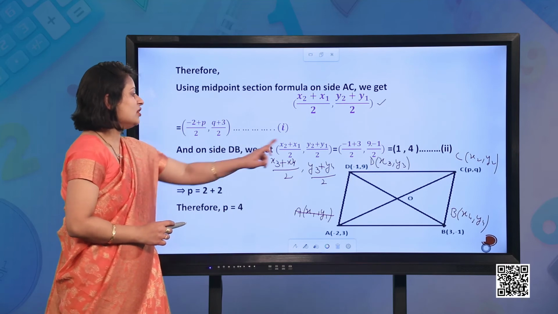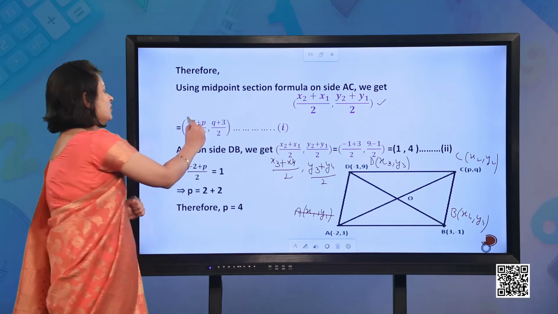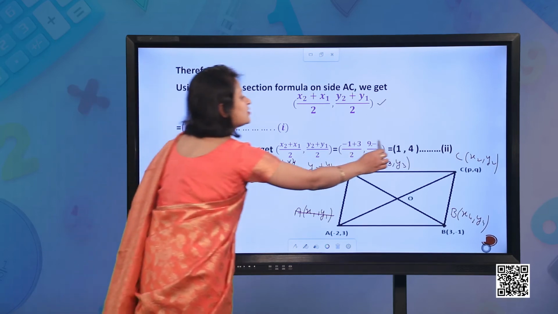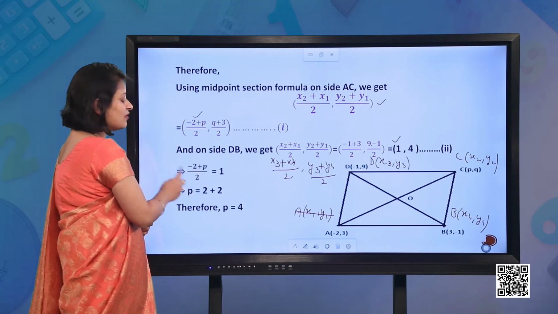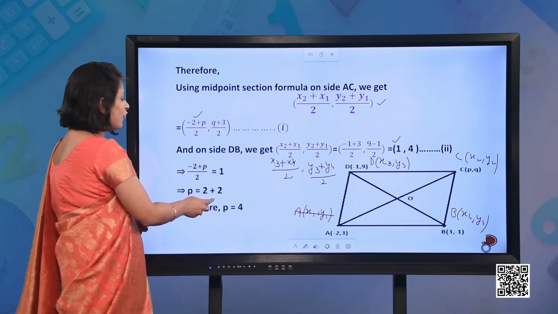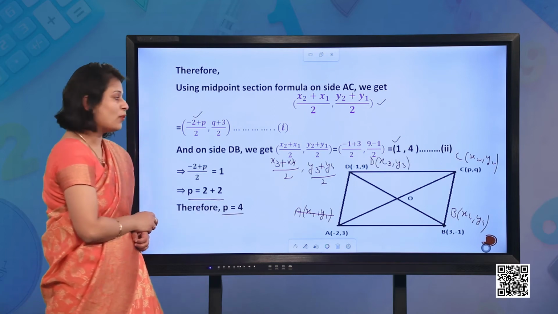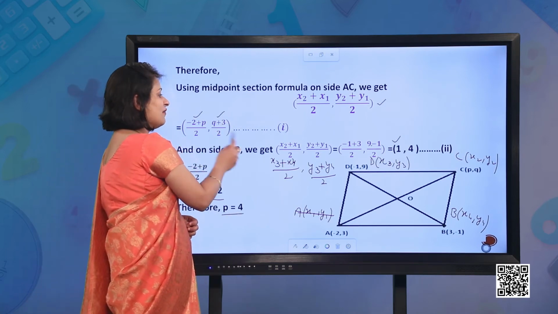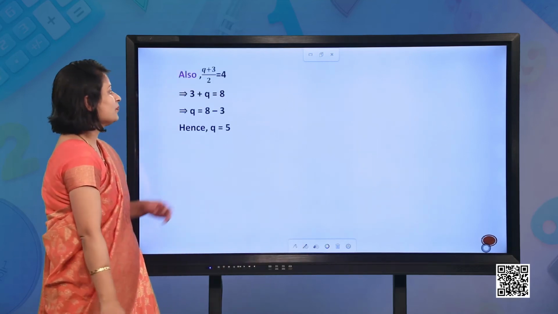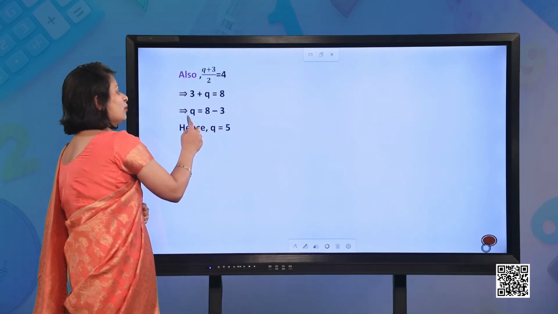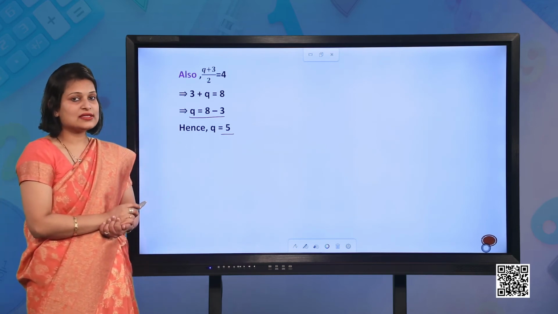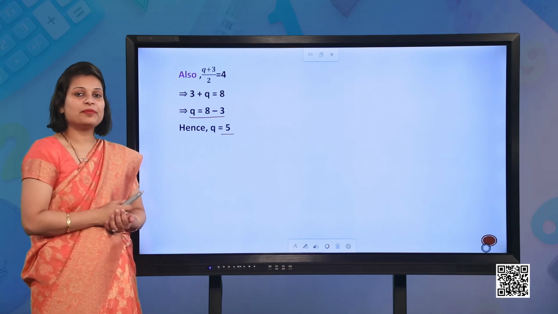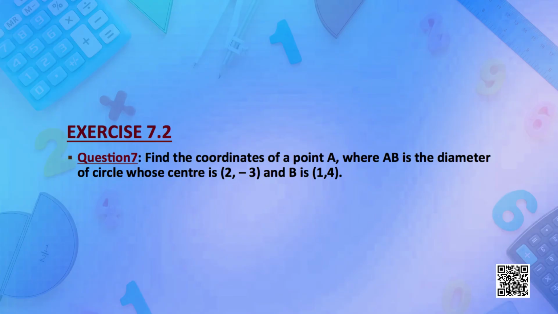Now consider this equation and this equation. This is the x coordinate. This is also the x coordinate. So both will be equal. So (-2 plus p) divided by 2 is equal to 1. Solving for p, you will get p as 4. For q, (q plus 3) divided by 2 is equal to 4. So solving for q, you will get q as 5. So the coordinates of point C you can easily find out, means you can find out the value of p and q.